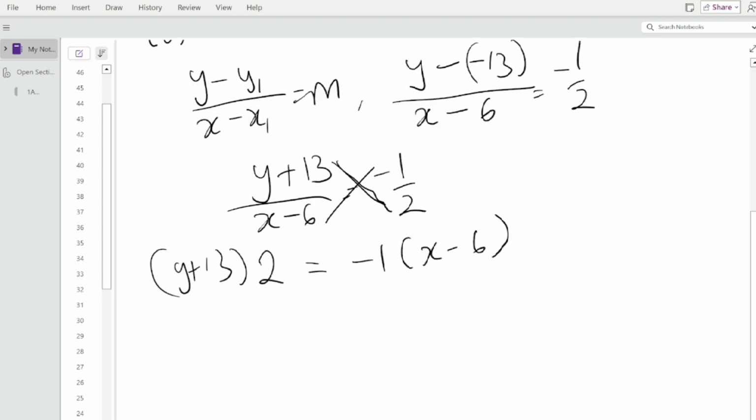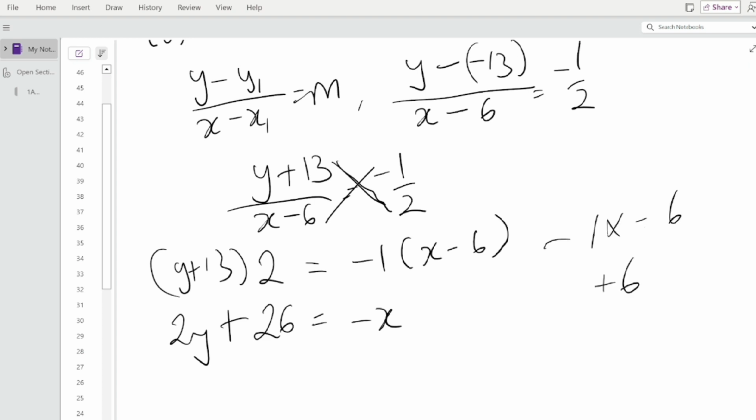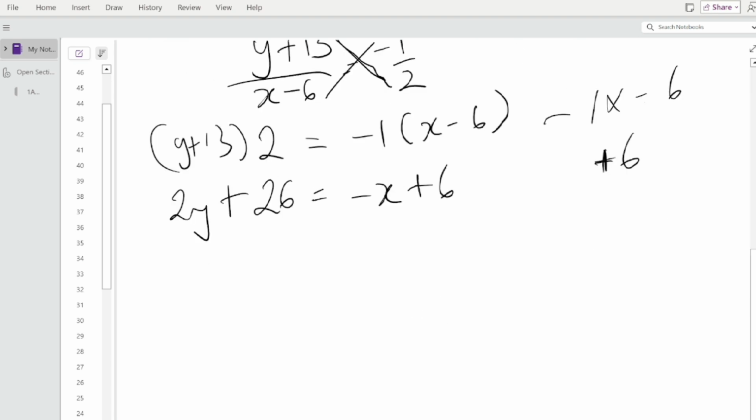We can then open the bracket. y times 2 is 2y, plus 13 times 2 is 26, equals -1 times x, which is -x. And we have to be careful. A lot of students make mistakes with this kind of question. You have -1 times -6, because this 6 owns this minus. 1 times 6 is 6. Minus times minus is plus, and we know this sign has changed, so you have plus 6. On the next line, we go 2y equals -x plus 6, then plus 26 crosses the equal sign and turns to minus 26.